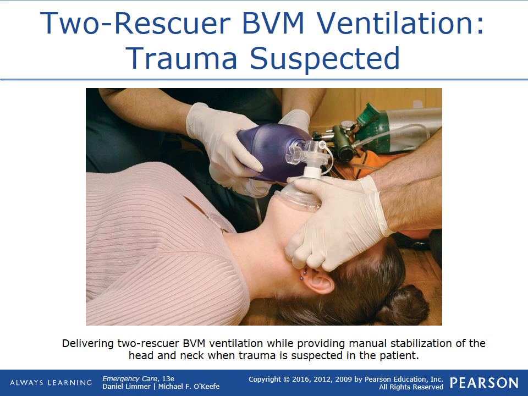And here's an example of two-person bag valve mask while stabilizing the head and neck. You see where they're putting their fingers underneath the jaw there and bringing the jaw forward to keep the tongue off the back of the throat? That's the jaw thrust. The only difference is they've not got their thumbs on the cheek, they've got them on the mask, creating a seal.